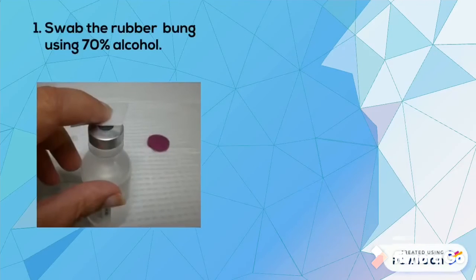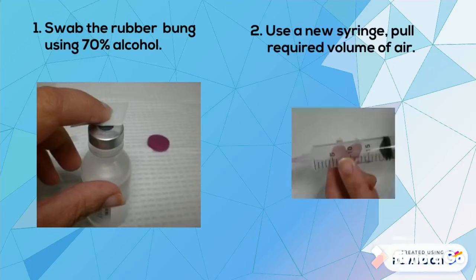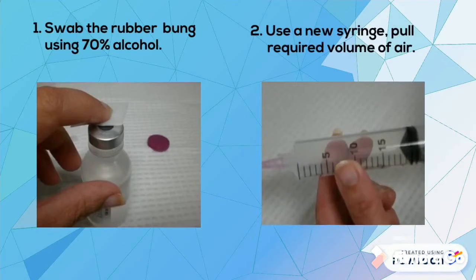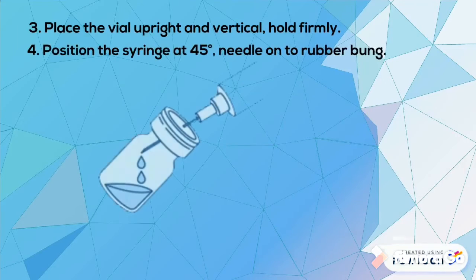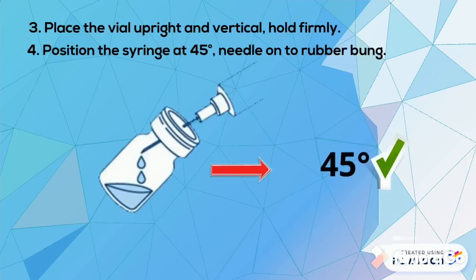First, swab the rubber band using 70% alcohol. Next, use a new syringe and pull the required volume of air. Next, place the vial upright and vertical. Hold the vial firmly. Position the syringe at 45 degrees and the needle onto the rubber band.